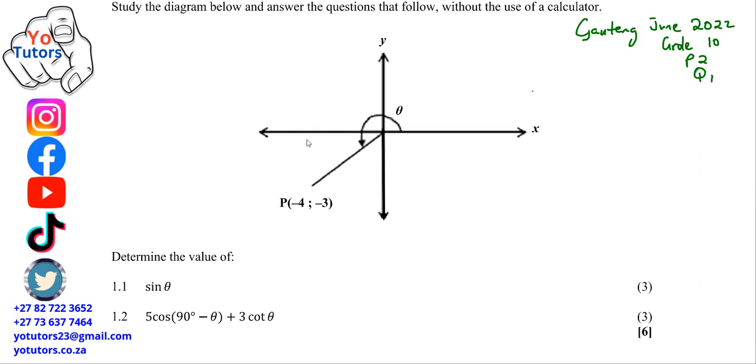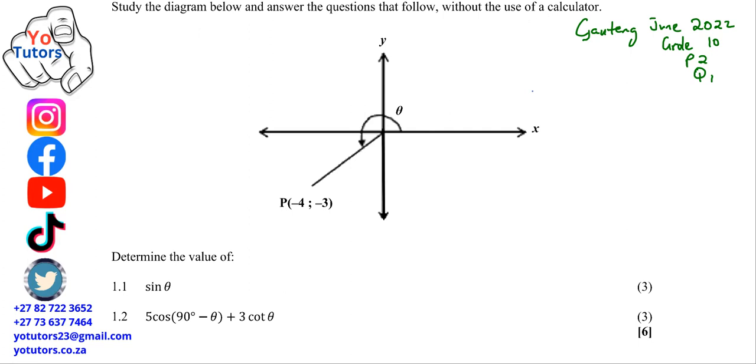So today we are looking at question 1 from Gauteng province. It's a provincial paper for grade 10, paper 2. Okay, so we just want to look at this trig problem. Now, what we have here is that they are saying study the diagram below and answer the questions that follow without the use of a calculator.